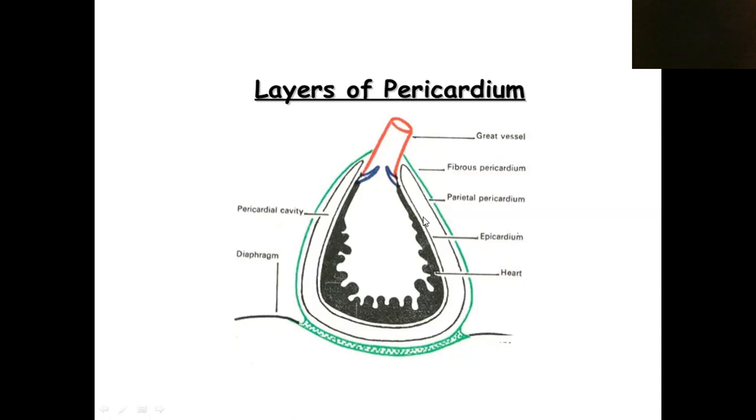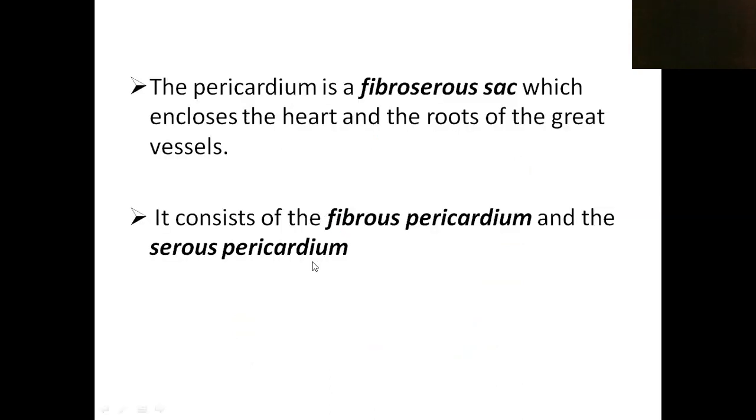Deep to the fibrous pericardium, here we can see a double layered membrane. That one is the serous pericardium. So the pericardium itself has two layers: the outer single layer, which is the fibrous layer, then the inner double layered membrane, which is the serous pericardium. So these points are clear.